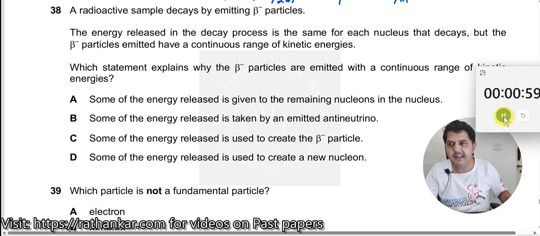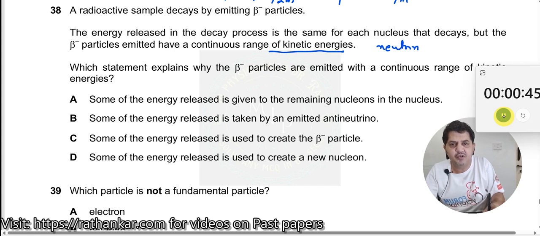Question number 38. A radioactive sample decays by emitting beta negative particles. The energy released in the decay process is the same for each nucleus but the beta negative particles emitted have a continuous range of kinetic energies. What is this? This is nothing but your neutrino hypothesis. You would have learnt in your theory classes, right?